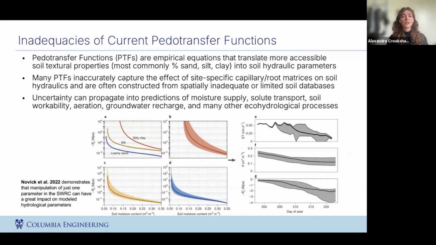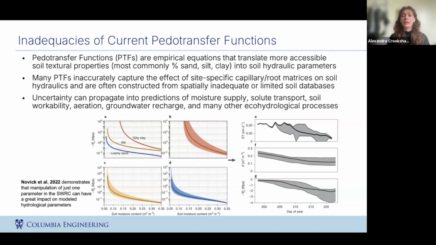Now, this is not a new science by any means. Pedotransfer functions, which are empirical equations that historically have translated more accessible soil textural properties, such as percent sand, silt, and clay, into the soil water retention curve. These have existed for decades. However, there are some issues when it comes to using these traditional pedotransfer functions.